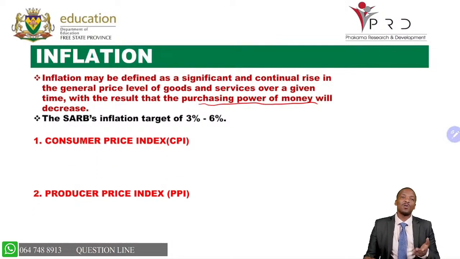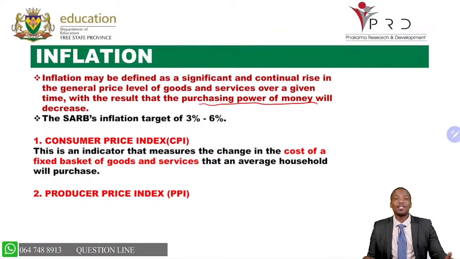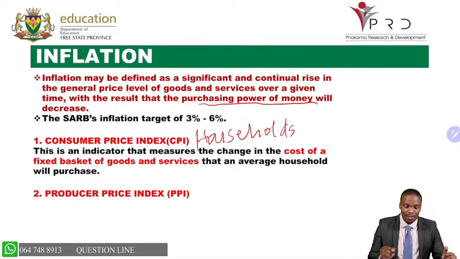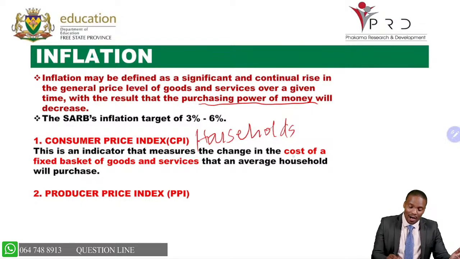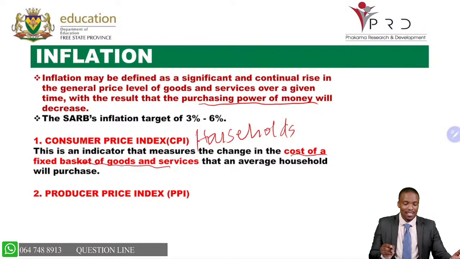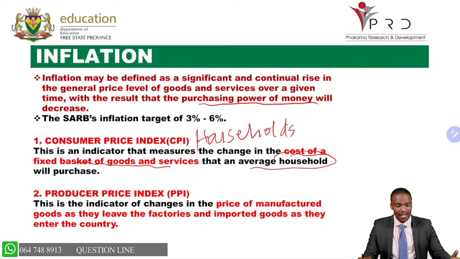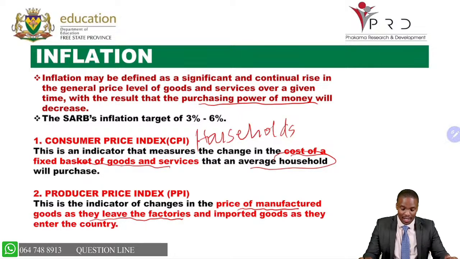We are looking at two indicators of inflation here, grade 12. It is the consumer price index as well as the producer price index. This one focuses on us, that means the households, where we demand goods and services. In this indicator, it measures the change in the cost of a fixed basket of goods and services that an average household will purchase. While on the other side, the producer price index measures the price of manufactured goods as they leave the factory, as well as imported goods as they enter the country.